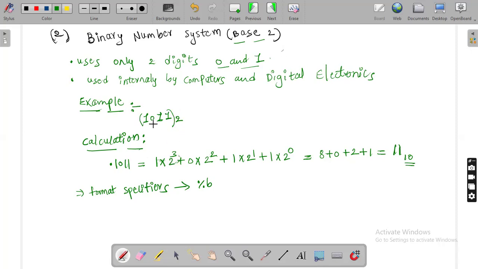Okay, how to calculate this 1011? Base is 2. At the ones place, what is the number? 1. So you have to write like this: 1 into 2 power 0 plus 1 into 2 power 1 plus 0 into 2 power 2 plus 1 into 2 power 3. Like that, you have to write for binary. Getting my point? If you calculate this, you will get the value. And the format specifier used for binary numbers is %b. Getting my point? And we'll discuss the next one.